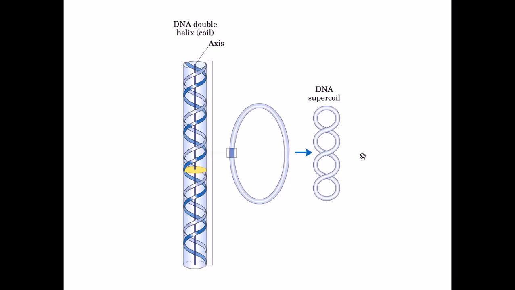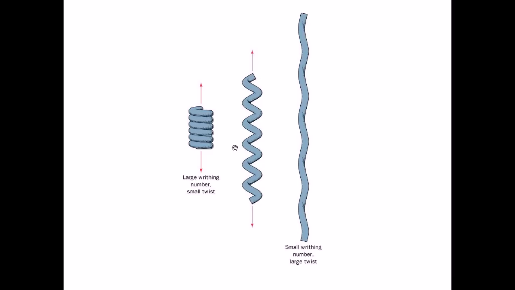And the twist is how many times the strands cross each other: 1, 2, 3, 4, 5, 6, 7, 8, 9, 10. So the twist here is 10 and the writhe here is 3. So we can find the linking number pretty easily. Similarly, if you look here, the red thing that's drawn is the axis.